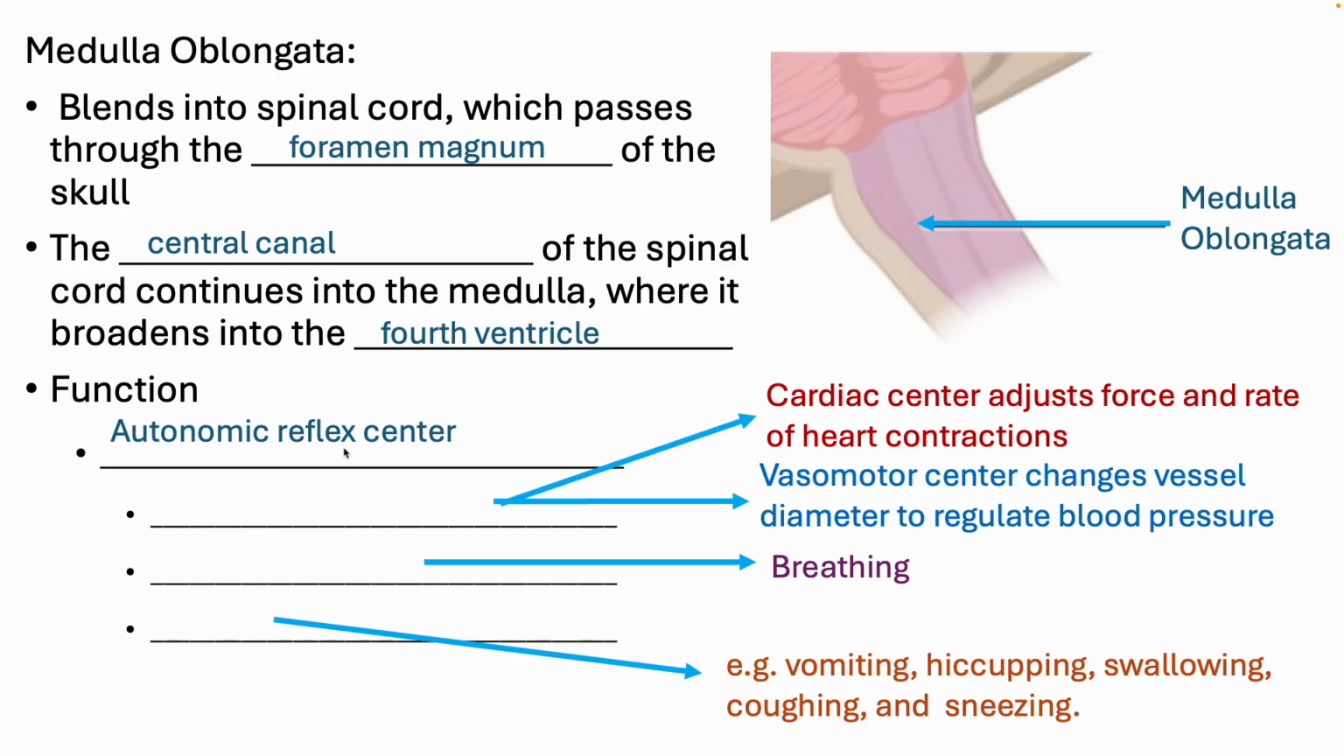So it's an autonomic reflex center. It has a cardiovascular center that is going to control both the heart and the blood vessels. So the cardiac center adjusts the force and the rate of heart contractions, while the vasomotor center is going to change the diameter of blood vessels in order to regulate blood pressure. The respiratory center is going to control breathing, and there are many others that are going to regulate different things like vomiting, hiccuping, swallowing, coughing, and sneezing.